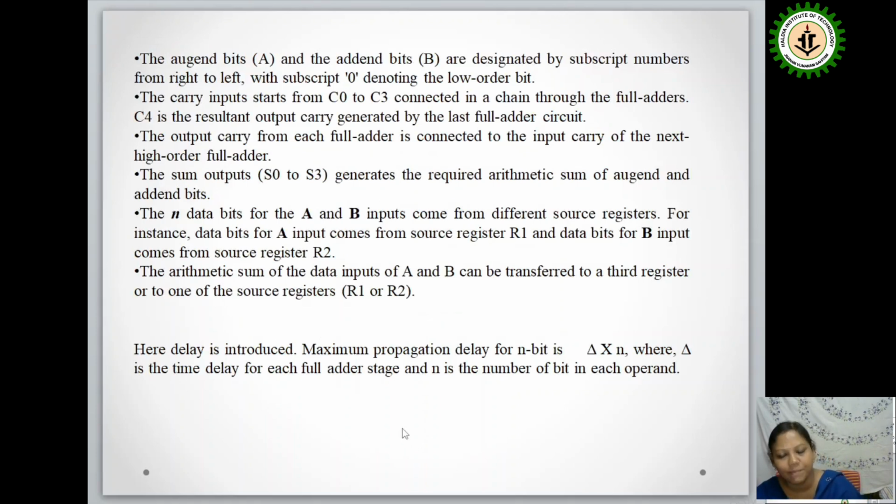So the maximum propagation delay for n-bit binary values is del times n, where del is the minimum time delay for each full adder circuit and n is the number of bits in each operand. So del times n is the final propagation delay calculation.